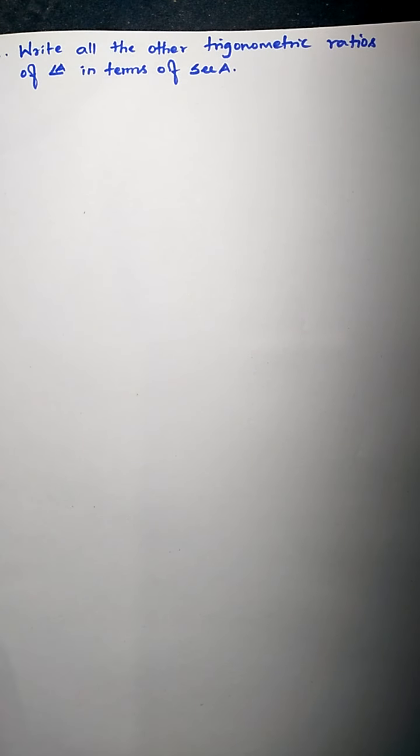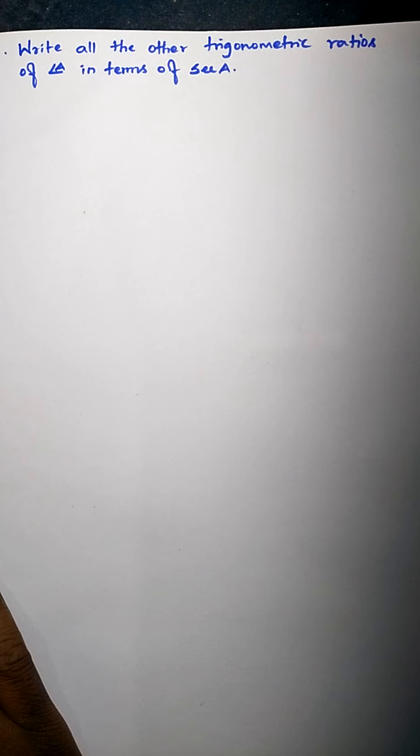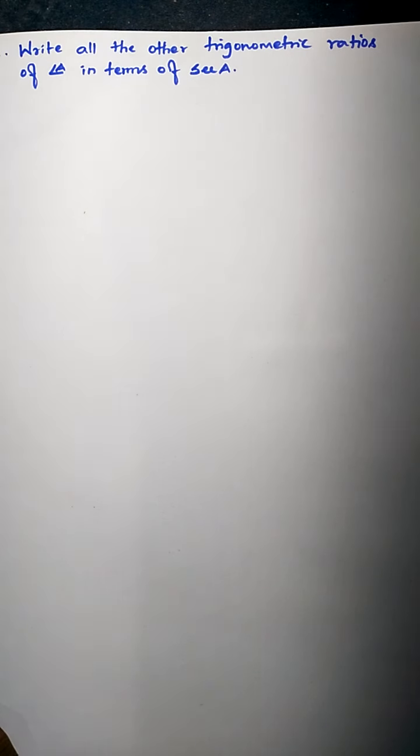So here we have question number 2. Write all the other trigonometric ratios of angle A in terms of secant. So now we have to write all the ratios in terms of secant. Before we wrote in terms of cot, now we have to write in terms of secant. So let's take the first ratio, sine.